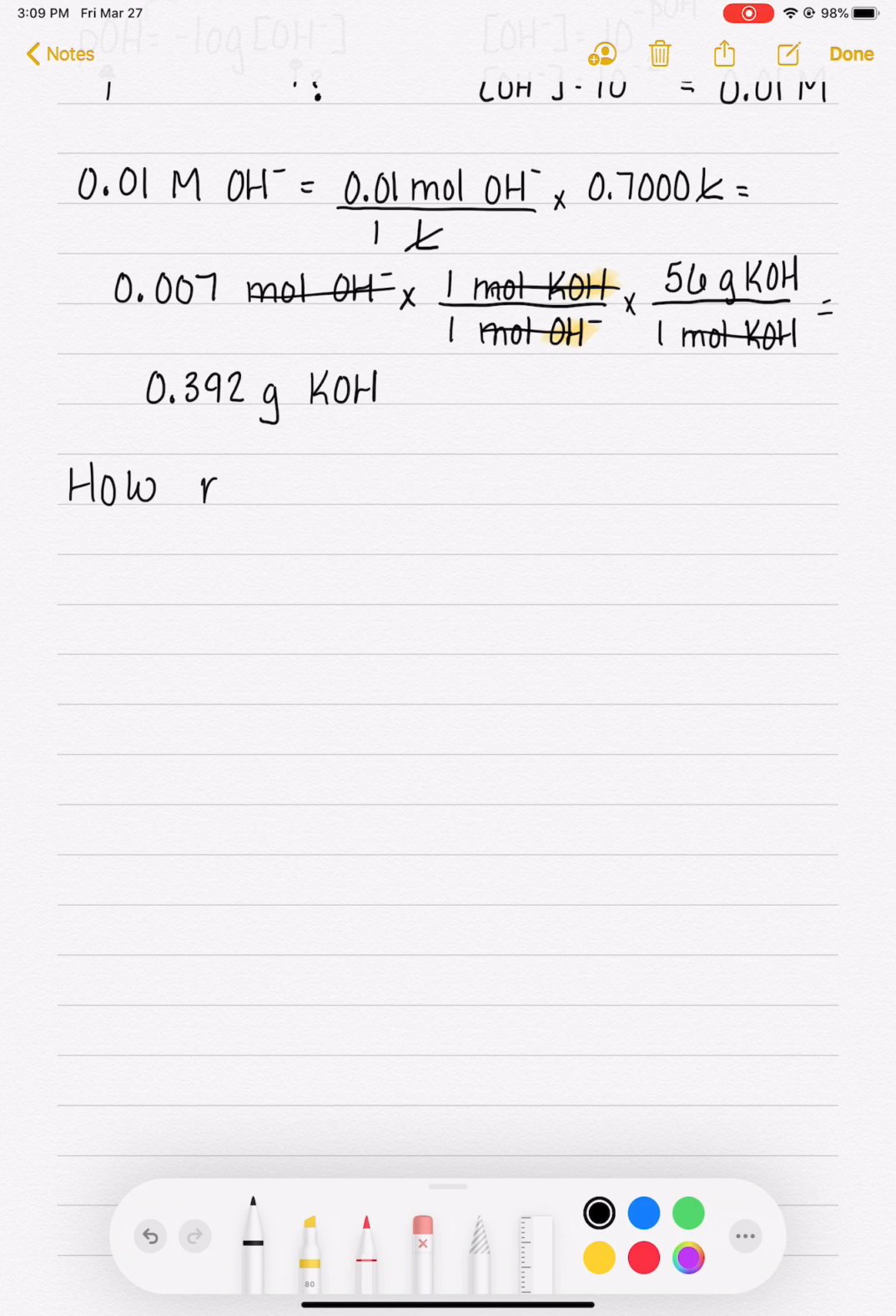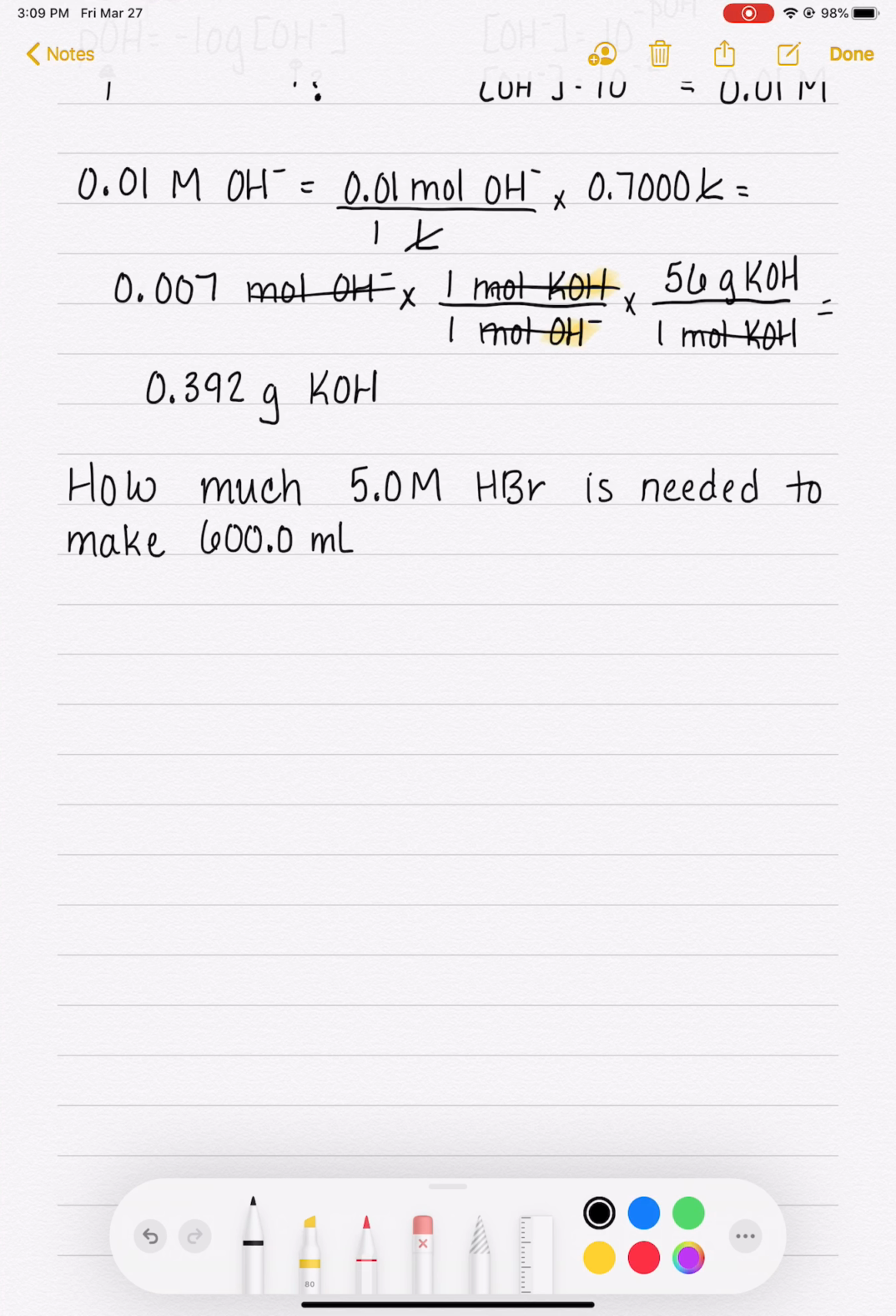How much 5 molar HBr is needed in order to make 600 milliliters of HBr with a pH of 0.80.